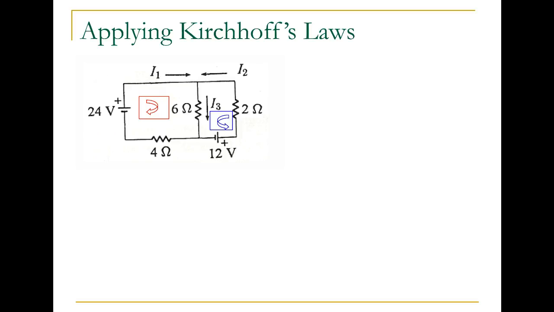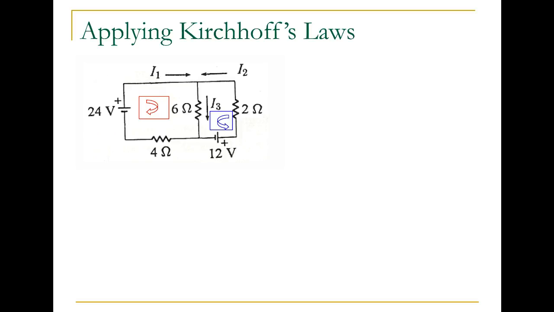So here's a circuit that is a compound circuit. It's got two resistors that are in parallel, the 6 and the 2, that are then in series with a 4 ohm resistor. Additionally, we have more than one voltage source. And in real life, you're going to have multiple voltage sources for an electronics component. So what I've done here is I've drawn two loops, a red loop and a blue loop. And we can write a couple of equations here to describe what's going on.